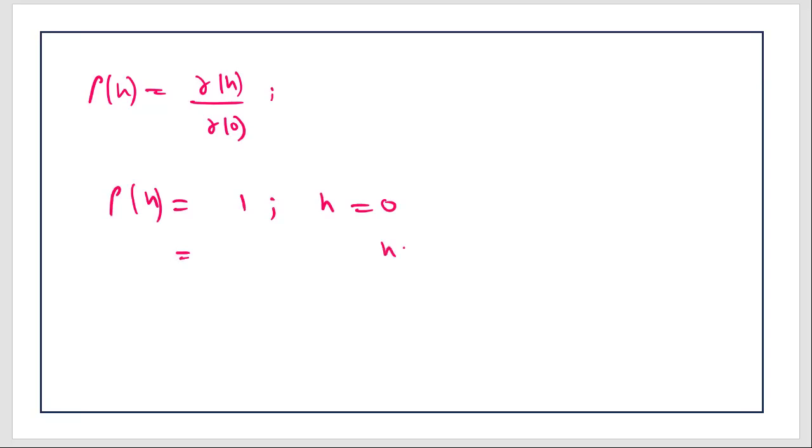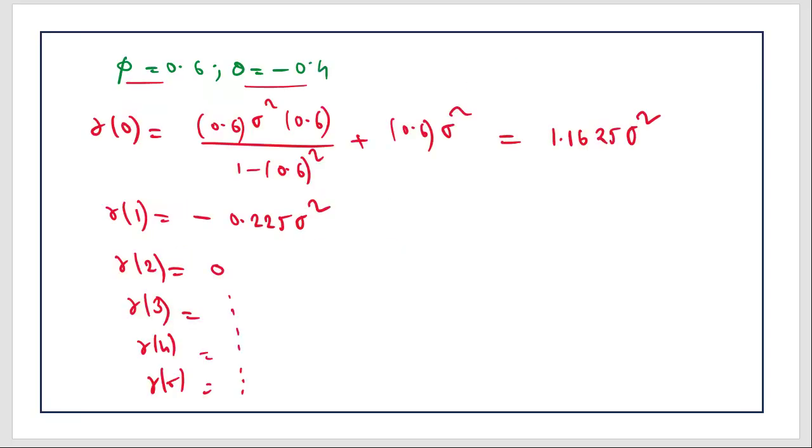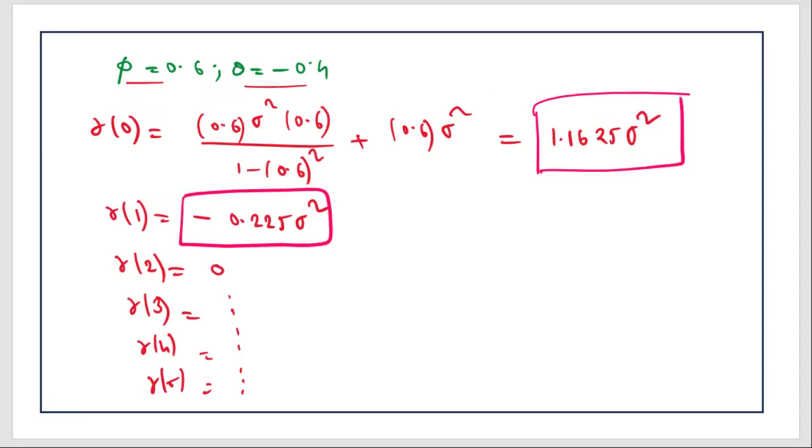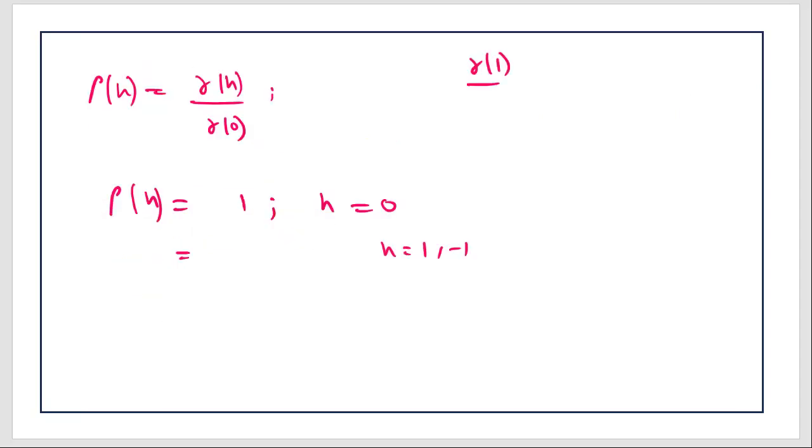Now for h equals 1 and minus 1, you will take the gamma 1 value which we found out here, and this is the gamma naught value. So simply you will take the ratio. So rho 1 will be simply gamma 1 upon gamma naught. You know the value of gamma 1, you know the value of gamma naught, take the ratio, and as I have got, this value is 0.1935. You will get something like this.